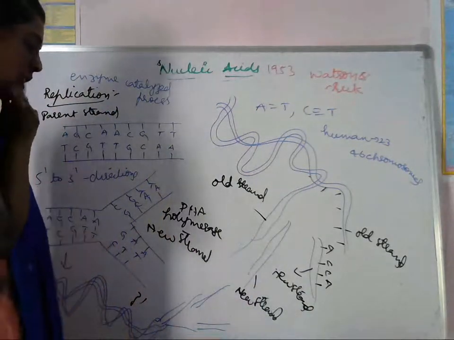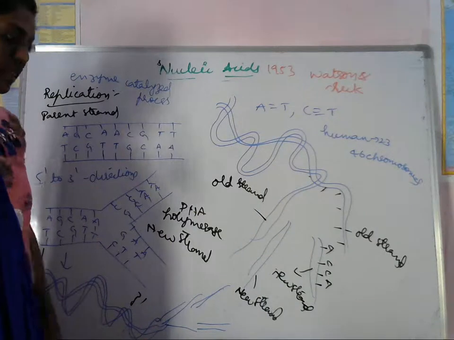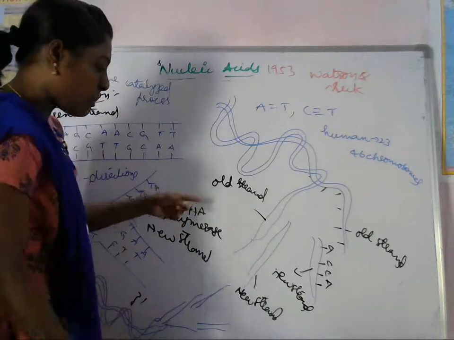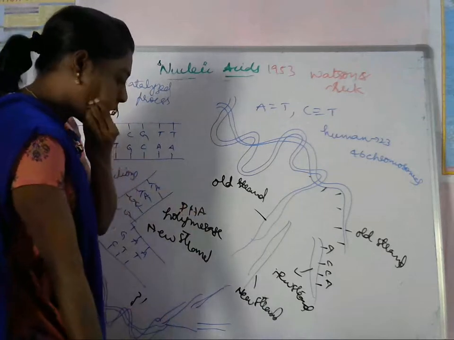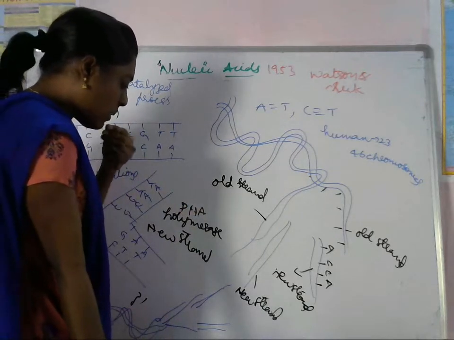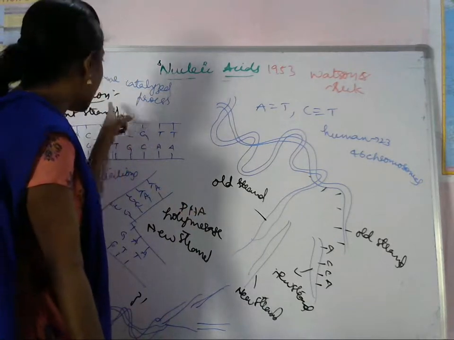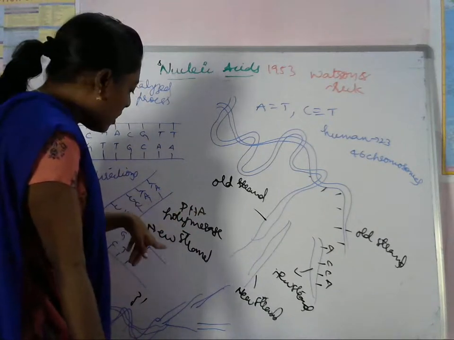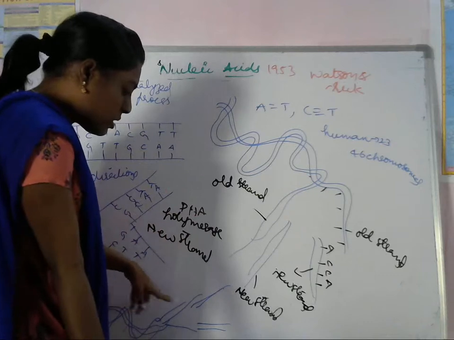Next one is RNA, which I will explain in the next class. Actually I want to tell one thing here. The 5' mononucleotide triphosphate is catalyzed by the enzyme DNA polymerase. I have already explained DNA polymerase. Here 3' to 5' directions will be there.